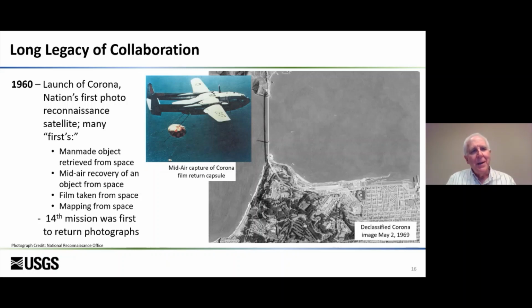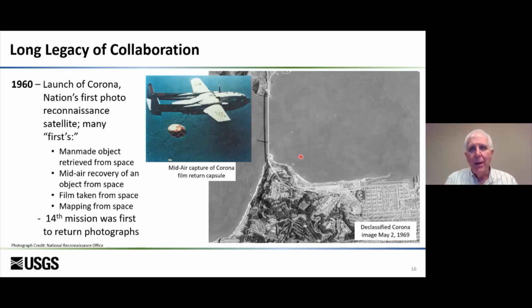The first man-made object retrieved from space, the first mapping from space, and the first film taken from space. But it was a huge cost. It took 13 prior missions before they were able to successfully return film to Earth that could be used. So a lot of cost went into that.